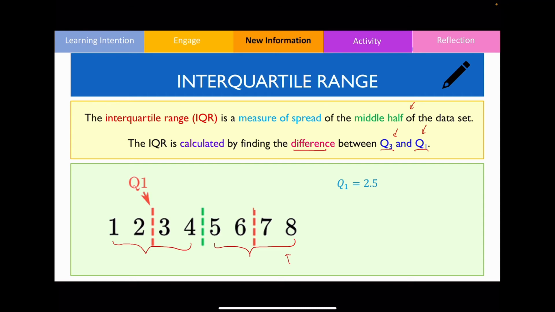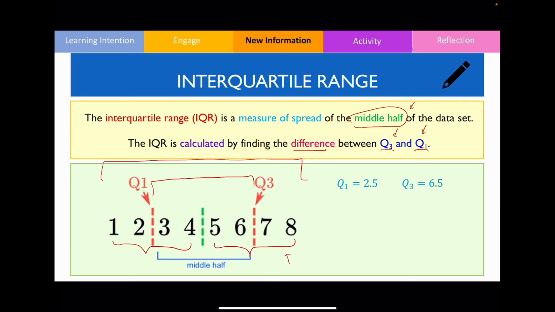If you're finding the median value of the upper half, you're essentially finding the upper quartile, and this is represented by Q3. So in this example, your upper quartile is equal to 6.5. And finding Q1 and Q3 tells us the middle half of the dataset. This is true since we know that there are 8 values within the dataset, so the 4 values in the center are the middle half.